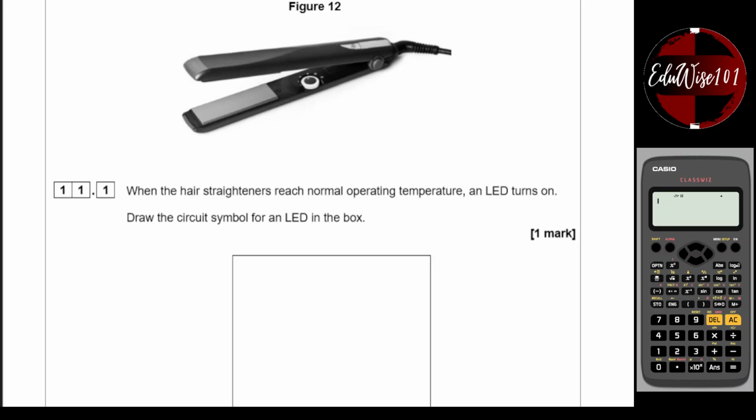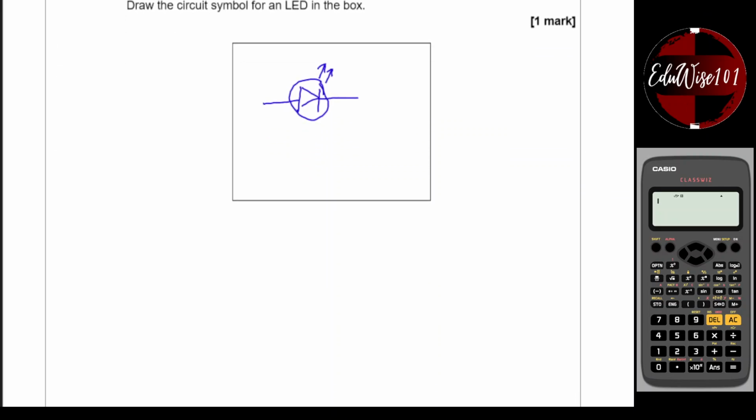Now, an LED, or light emitting diode. The symbol for that would be very similar to a diode. So that's a diode, and you draw a circle, and two arrows to show that the light is being emitted. Now, you could draw that without the circle as well, and you'd still get the mark.